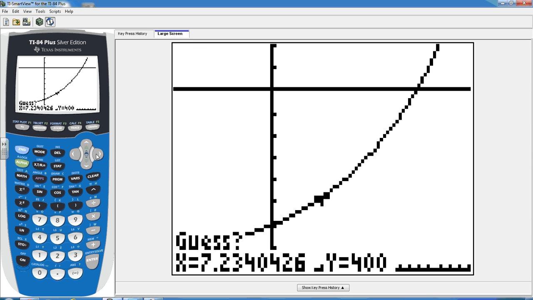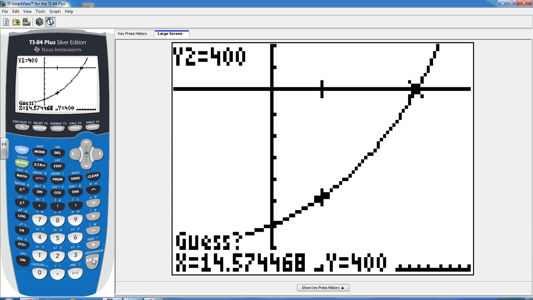Now it asks us for a guess. We want to move our cursor close to the point of intersection. It doesn't have to be right on top, but you want to be close. This just makes it a little faster to calculate, and if you have more than one point of intersection, as we'll see in a minute, then it allows you to specify which one you're talking about.